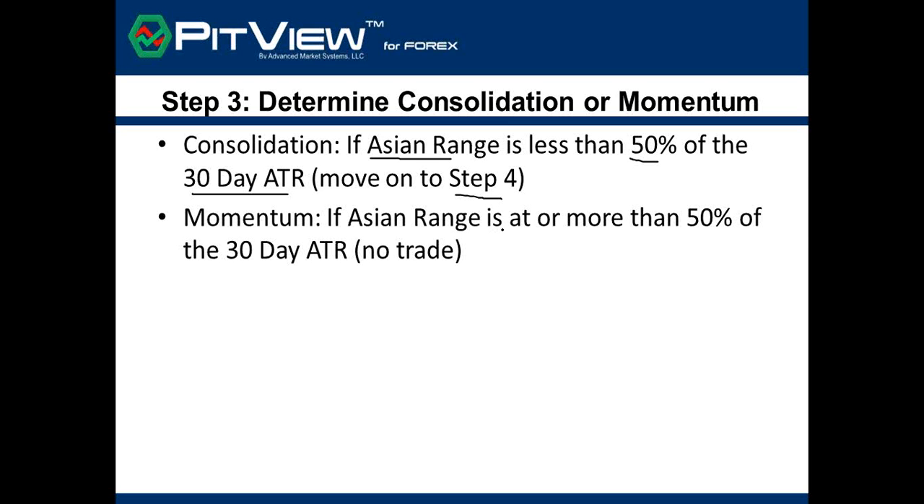If the Asian range is at or more than 50% of the 30-day ATR, then you would not have a trade. The purpose of a trade filter is it either gives you a red light and says, the market conditions are not optimal for you to place a trade right now, so don't trade this, or it gives you a green light and says, the market conditions are optimal for this trading method, go ahead and take your entry when it occurs. That's what a trade filter does.